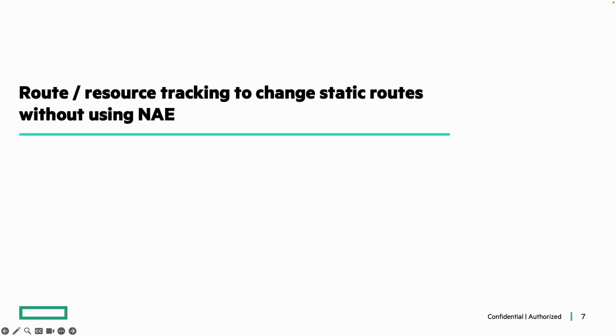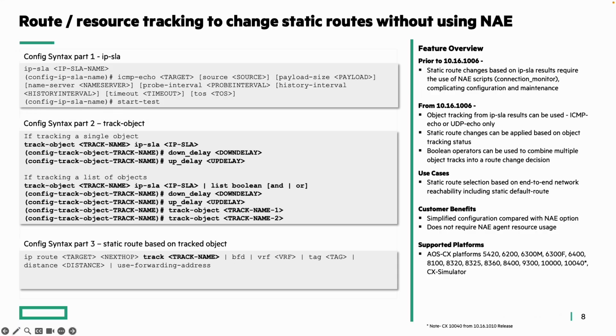And now moving on to our other IPSLA enhancement, use of route or resource tracking to change static routes without using NAE. As with the IPSLA rolling average history data feature, we've been able to make changes to static routes based on monitoring targets in Aruba-CX using NAE, particularly with the connection monitor script, for quite some time. While it did what we needed to do, setup was also complex and would consume NAE resources within a switch.